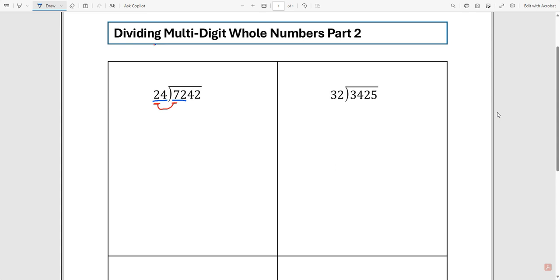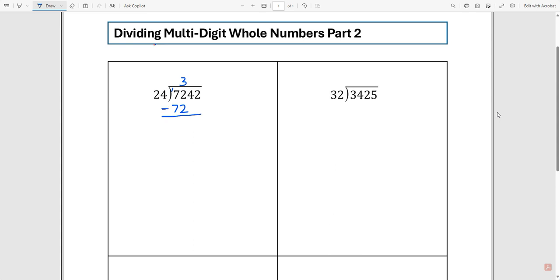Now for 72, we said that was 3, and we'll write the 3 above the 2, not the 7, even though we did 7 divided by 2, because we're actually dividing 72 by 24. So we write the 3 over the 2, in the ones place for the 72, though the 2 is actually in the hundreds place as far as the 7,242. Now we multiply 24 times 3. 3 times 4 is 12, carry the 1, and 3 times 2 is 6, plus 1 is 7. So 3 times 24 is 72.